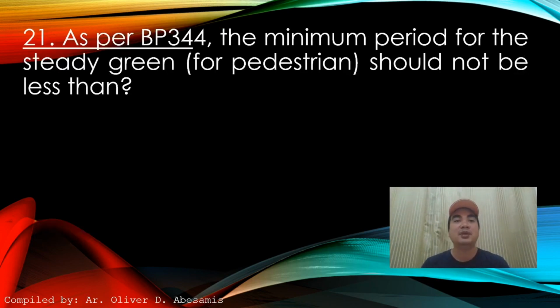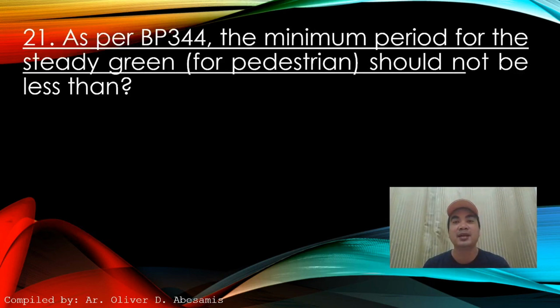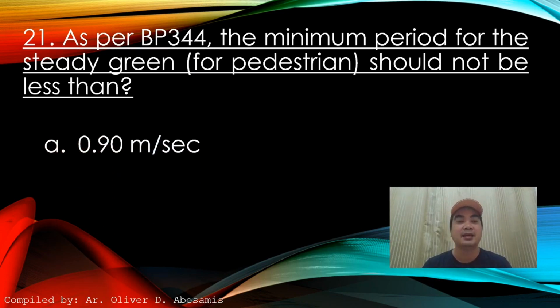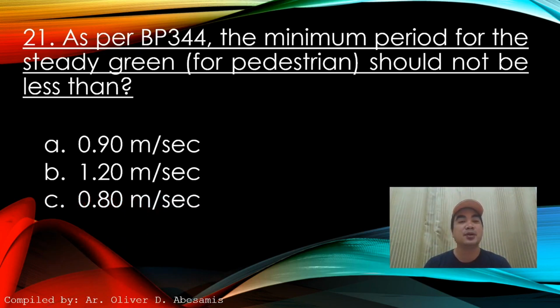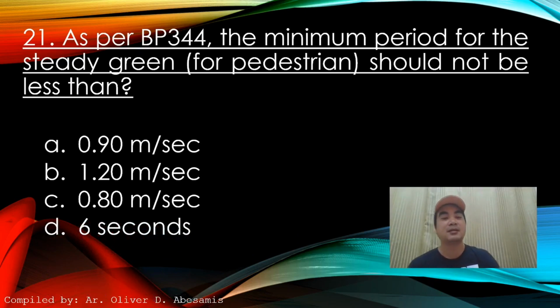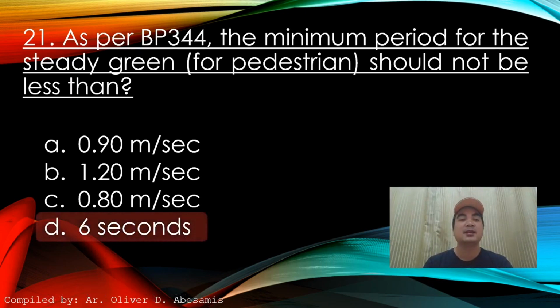21. As per BP344, the minimum period for the steady green for pedestrian should not be less than A. 0.9 meter per second, B. 1.2 meter per second, C. 0.8 meter per second, D. 6 seconds. Answer? D. 6 seconds.